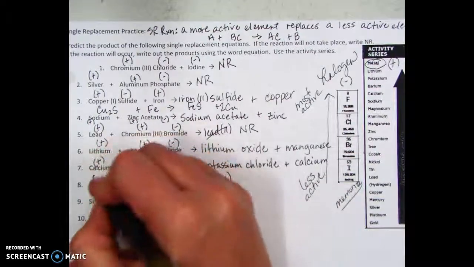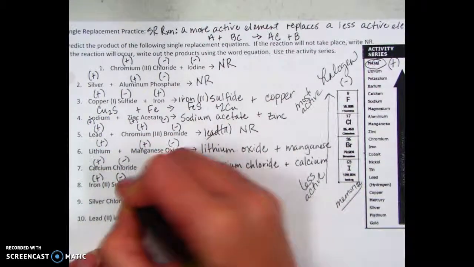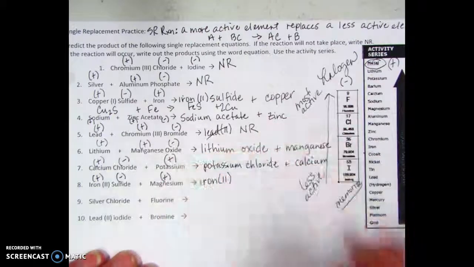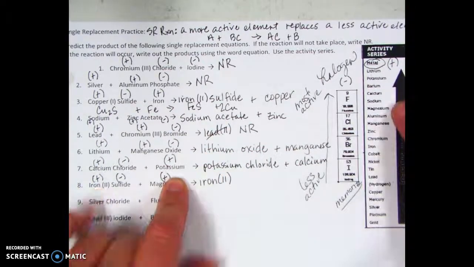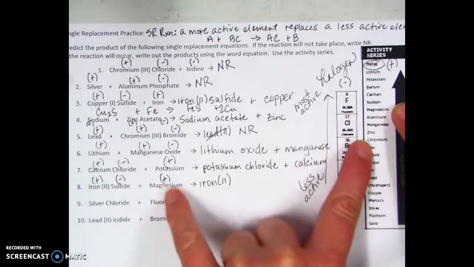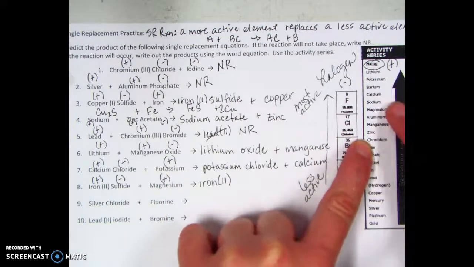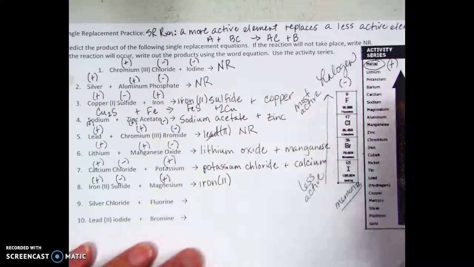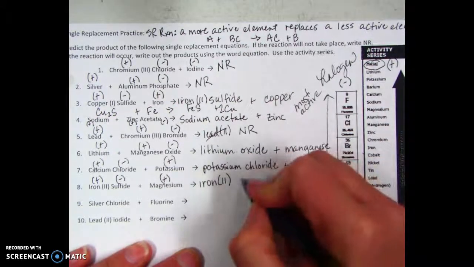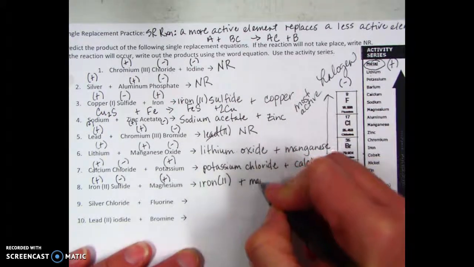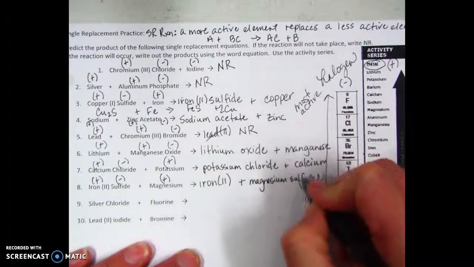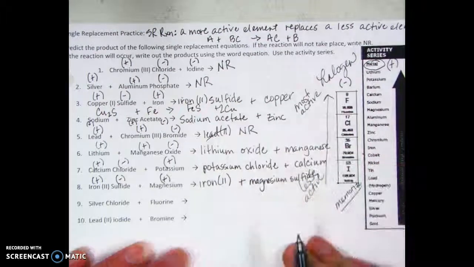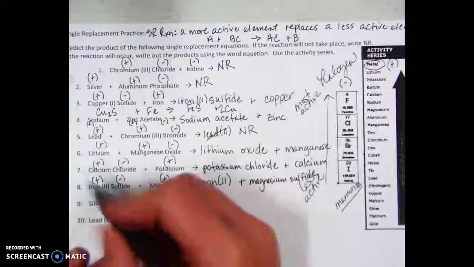Iron is our cation, sulfide is our anion, and magnesium is our cation. So we put our finger on iron and magnesium. Here's magnesium and here's iron. Always start with the element. Is magnesium more active than iron? Yes. So we're going to get iron plus magnesium sulfide. Okay.